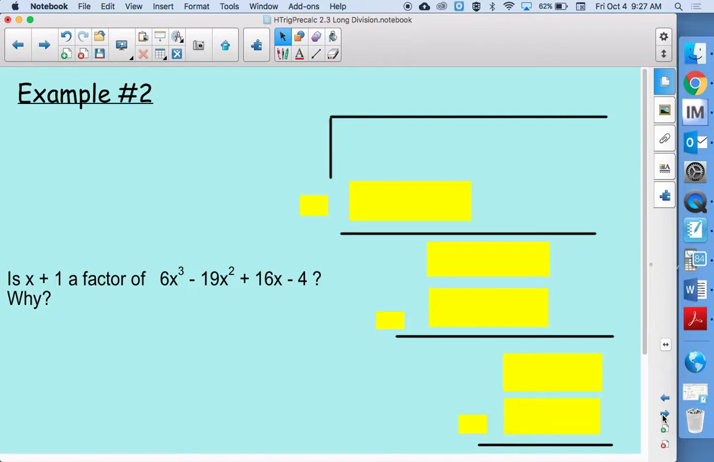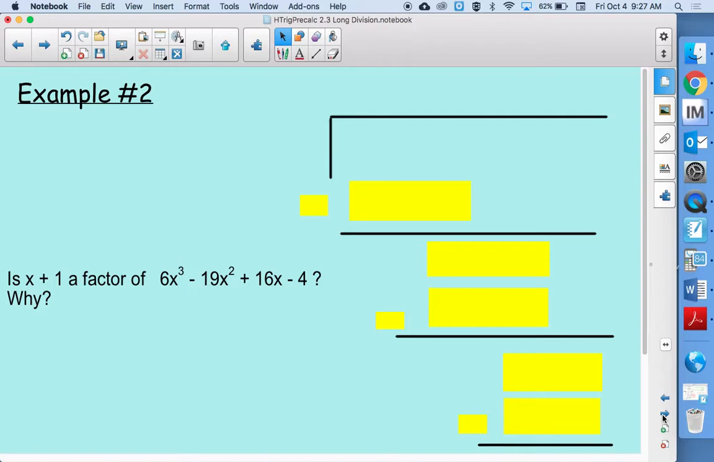So we have, is x plus 1 a factor of 6x cubed minus 19x squared plus 16x minus 4? So our goal is to see, is this a factor? And the way we can do that is by dividing. So we can kind of divide and see what our answer is, and that'll help us decide if it's a factor or not. What goes underneath the division sign?